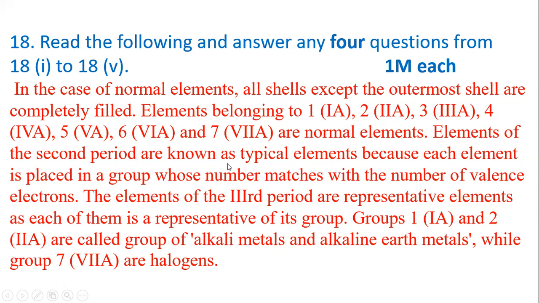Elements of the second period are known as typical elements because each element is placed in a group whose number matches the number of valence electrons. The elements of the third period are representative elements as each of them is a representative of its group. Groups 1 and 2 are called alkali metals and alkaline earth metals, while group 7 are halogens. So they have given a broad idea on groups and periods in the periodic table.